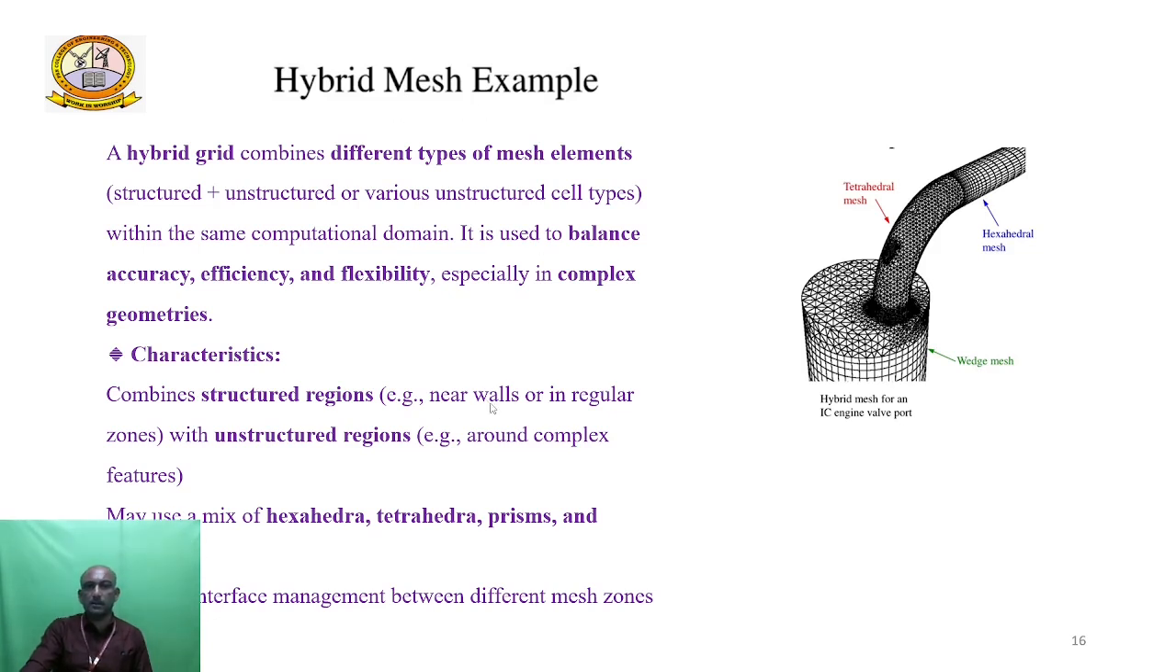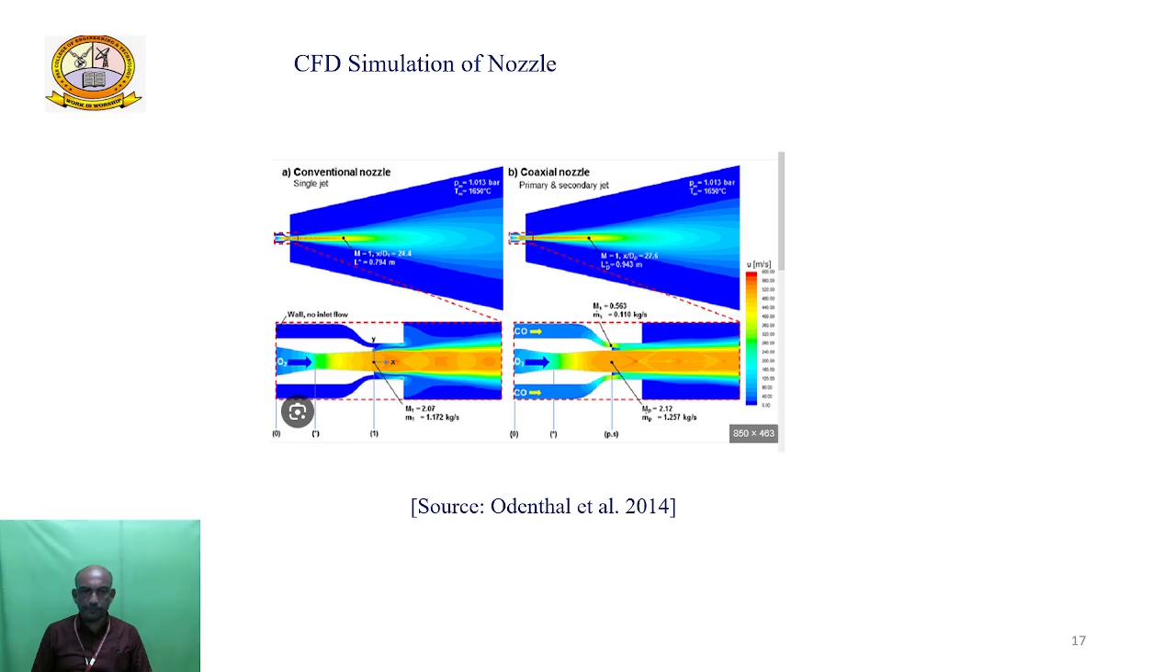So understand, in the near walls or in a regular pattern, we use one type of mesh, that is the structured region. If we are in a complex feature, we use unstructured grid. So a combination of both the structured and unstructured grid is the hybrid mesh. It is used with hexagon, tetrahedron, prism and pyramids. These are some examples taken from publications. So this is the nozzle.